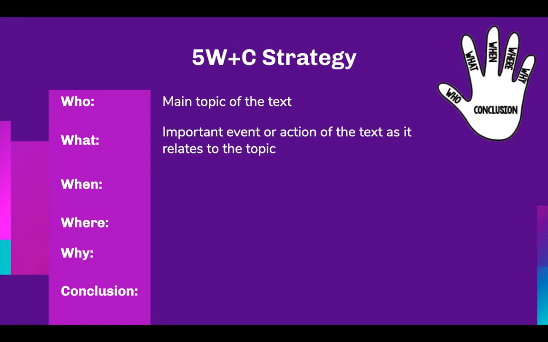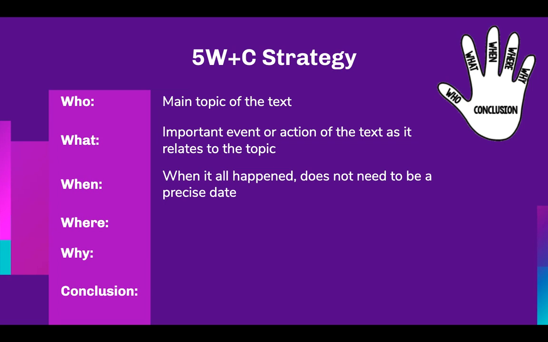What is the important event or action of the text as it relates to the topic? So what are they trying to tell you about the main topic? If the main topic was bees, what about bees? When is pretty self-explanatory. When did it all happen? Now, pay attention that this does not need to be a precise date. It can even use phrases like before this, after this, during this time period, in the evenings, every morning, in the summer. It can be just a general time. It doesn't have to be a specific date.